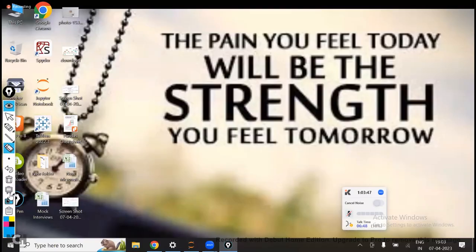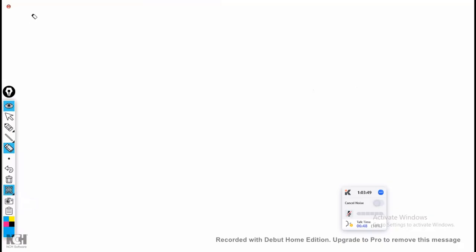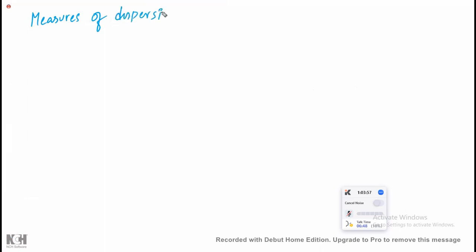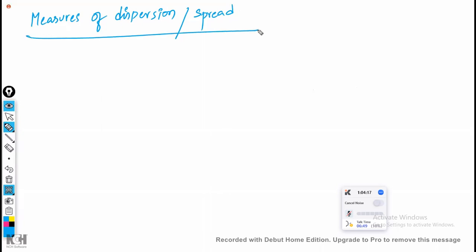Now let us move on to the next one, called measures of dispersion, or measures of spread. Spread means how your data has spread. Right? Measures of dispersion or measures of spread. This is the second one, the second business moment.